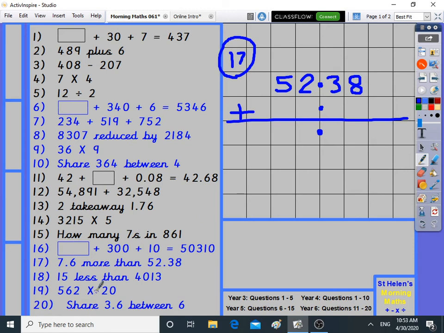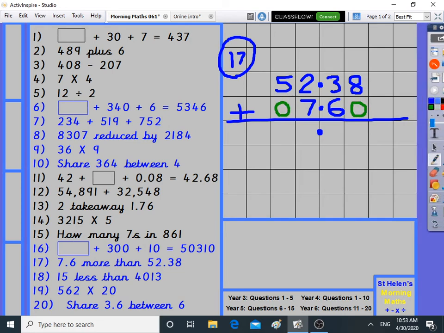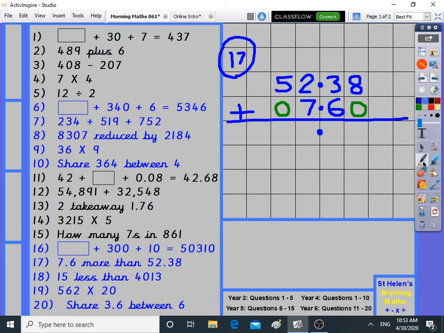52.38 plus 7.6. There's the point, so it must be 7.6. The lining up is a trick on this question. If you get that right, you'll probably be okay. Some people like to put some little extra zeros in, plus invisible. You might like to place zeros here, but you don't have to on plus. You don't need those. 8 plus nothing is 8.